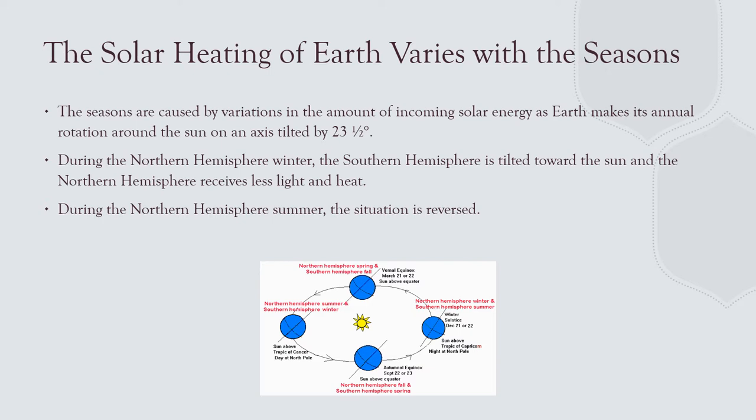On the equinoxes, autumnal and vernal, the whole planet gets 12 hours daylight, 12 hours darkness. It's even. During the winter solstice, notice the northern hemisphere is leaning away from the sun, shorter days, less direct sunlight, more indirect sunlight. So this is what causes the seasons on our planet.